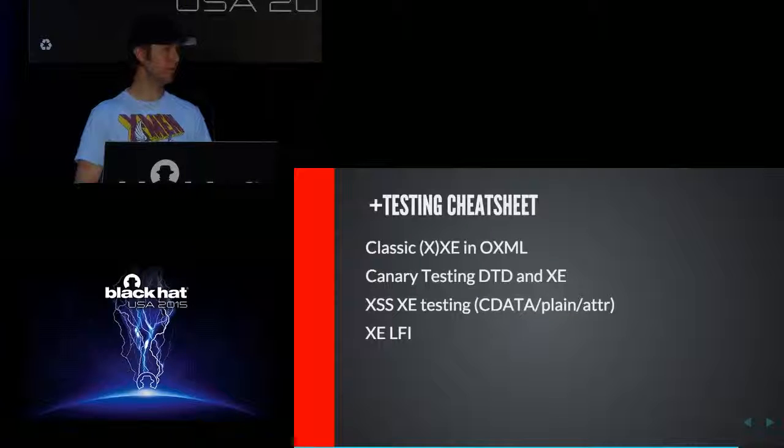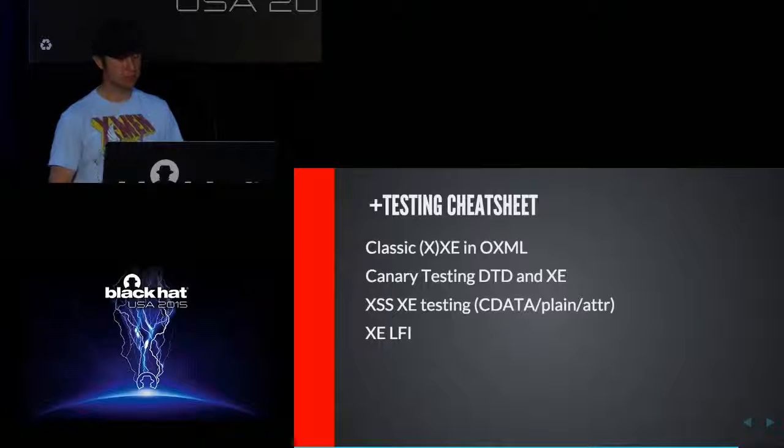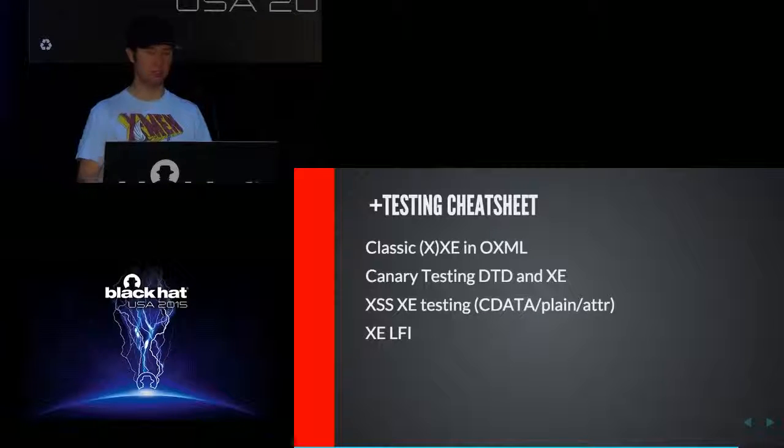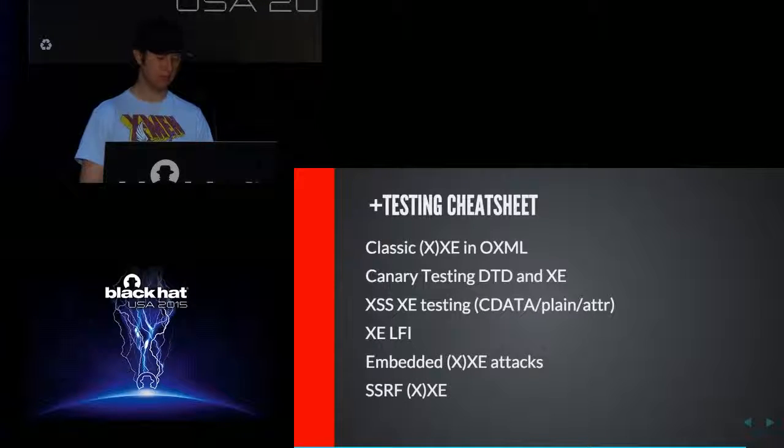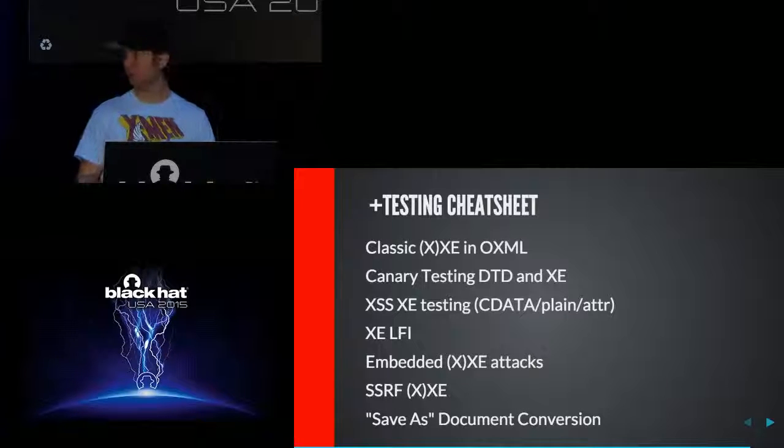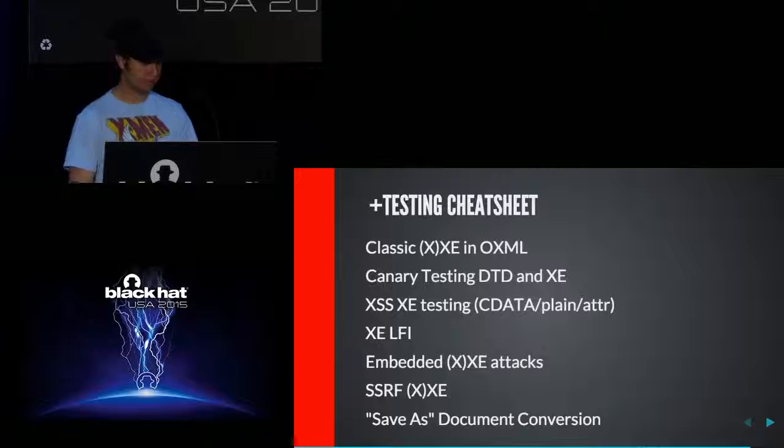LFI, and this is probably going to be in a relationship ID or anything that's going to allow a URI. It could possibly be in what's called an external target, which is the example from SSRF. If you just look up external target in the specifications, it's a remotely fetchable value. So you could possibly also have an LFI through there. Then embedded XXE attacks, the SSRF, and then the save-as document conversion. So this was like the XSLT transform attack.